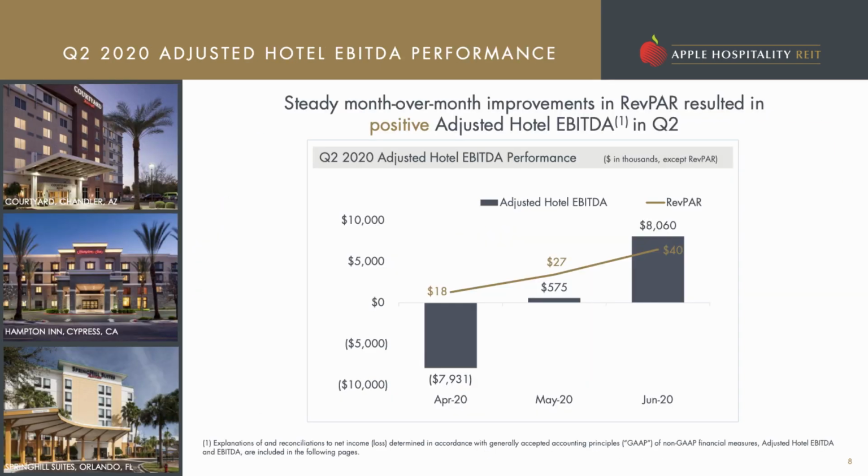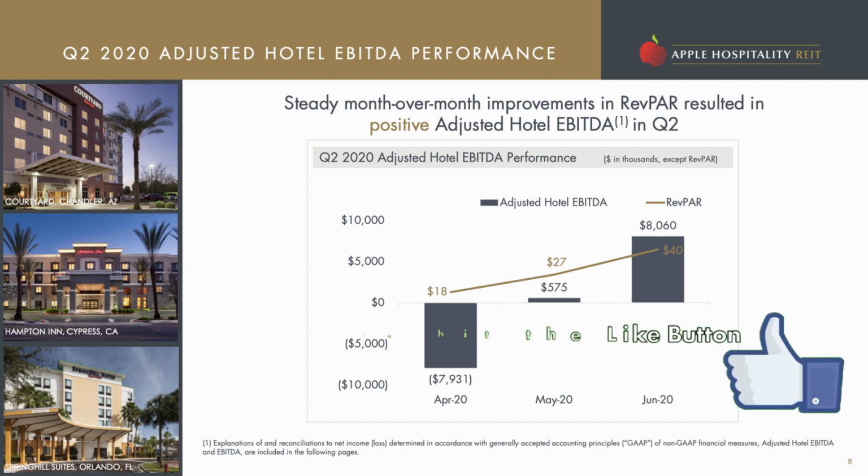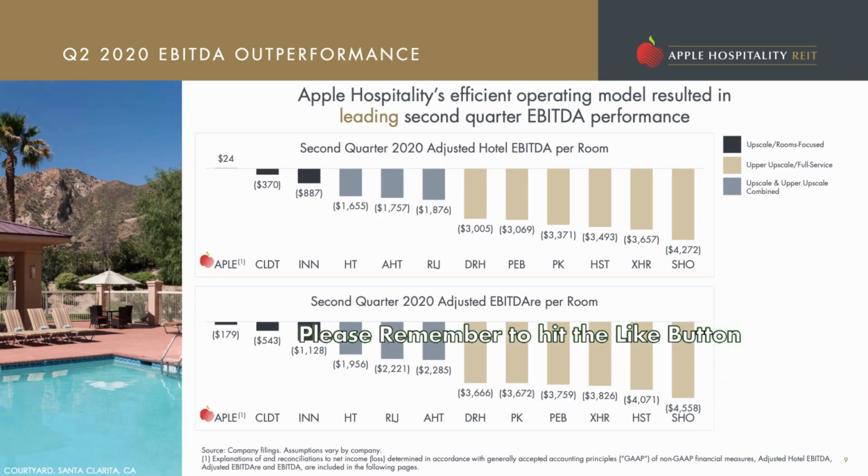So this next slide here shows you the EBITDA. It shows you basically how it was losing money in April. It made a small amount in May, and the EBITDA was positive again in June. So obviously that's positive data coming out there. This I think is interesting.